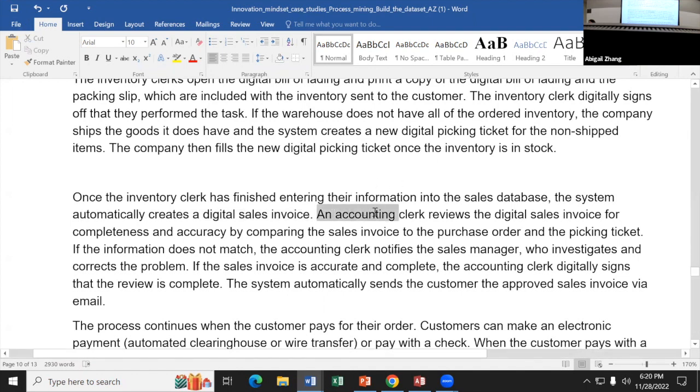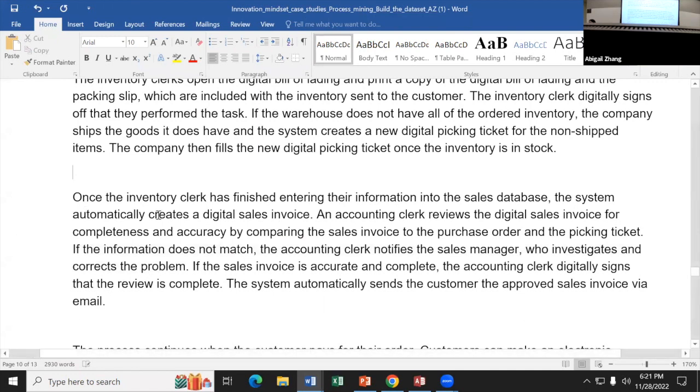And here, the accounting clerk reviews the digital invoice for completeness and accuracy by comparing the sales invoice to the purchase order and picking ticket. If the information matches, then the accounting clerk will digitally sign that the review is complete, and the system will send the customer the sales invoice. But if the information does not match, then the manager has to investigate. So let me name this whole paragraph as review the invoice and email the invoice to the customer.